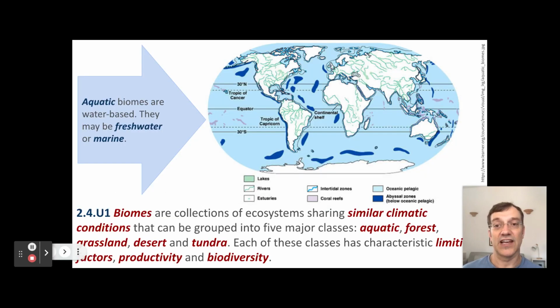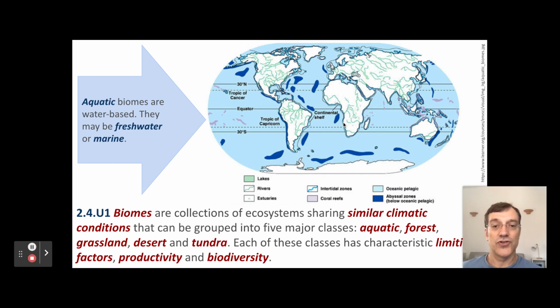A couple of quick definitions to get started. First are aquatic biomes. These, of course, are water-based biomes, and they generally fall into two categories: freshwater or saltwater, or marine. So in this global map here, in this aqua or teal color, you have the lakes and rivers. Those are your freshwater ecosystems. Then in estuaries, which is where rivers flow into the ocean, you get a combination of both freshwater and saltwater, in what we call brackish water. Those estuaries have mixed characteristics of freshwater and saltwater biomes.